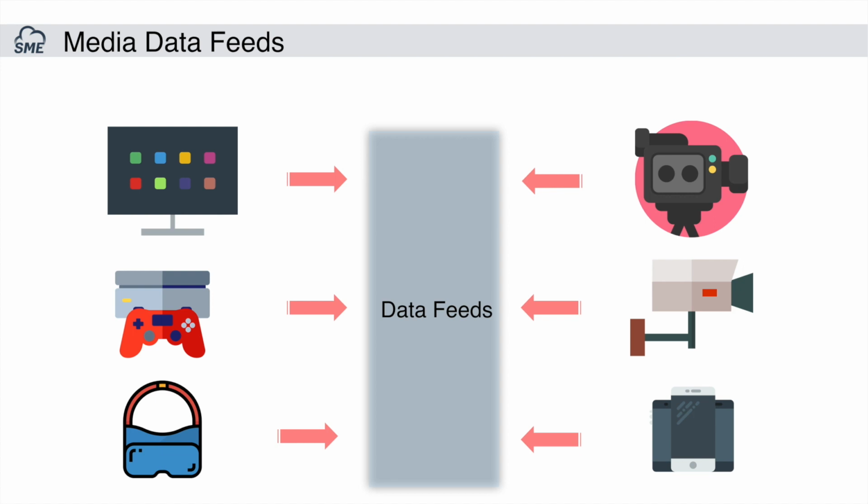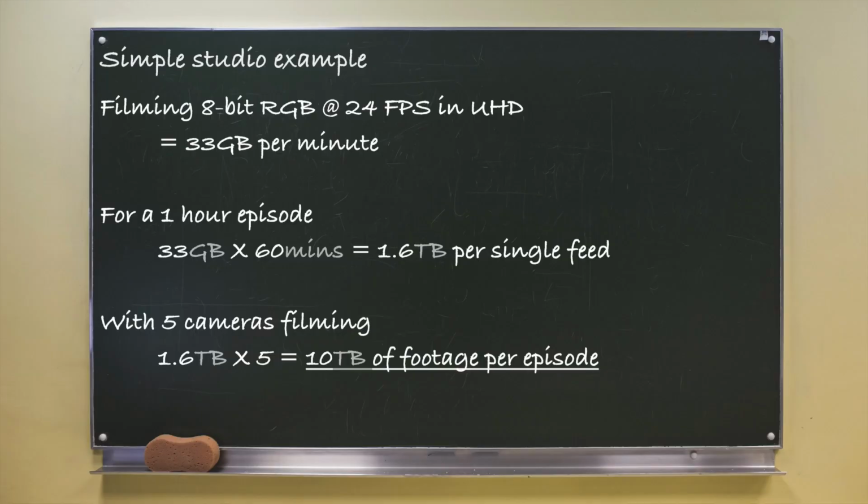Also, these days, not only are they getting an increased number of feeds, the volume of those feeds is also getting bigger and bigger, and it's presenting lots of challenges. Let's look at an example of a chat show on TV. Typically this will be recorded in UHD, and they'll be using about 8-bit RGB at about 24 frames per second. With this combination, we're looking at about 33 gigabytes per minute worth of raw footage. Now if we multiply that by 60, we get to the total size for a single episode of this chat show. So we're looking at roughly 1.6 terabytes for the full stream from the TV show.